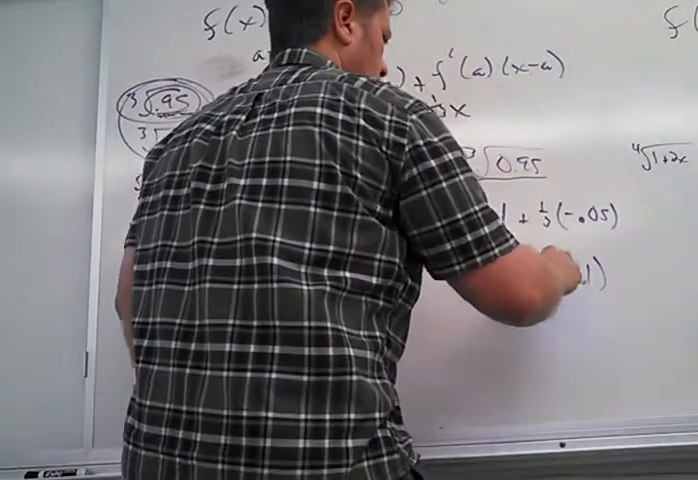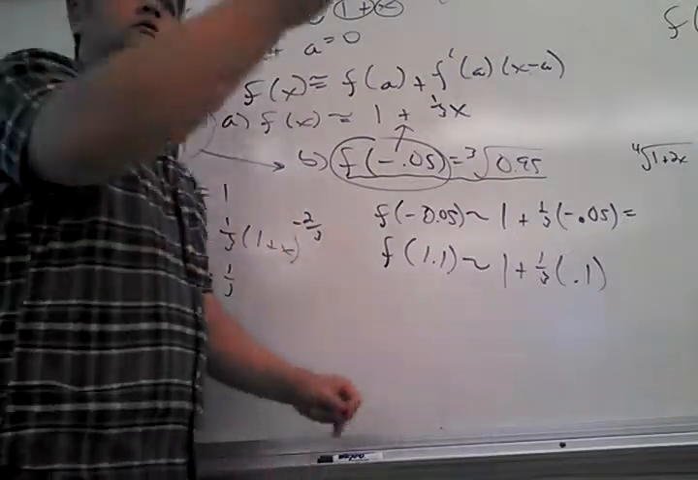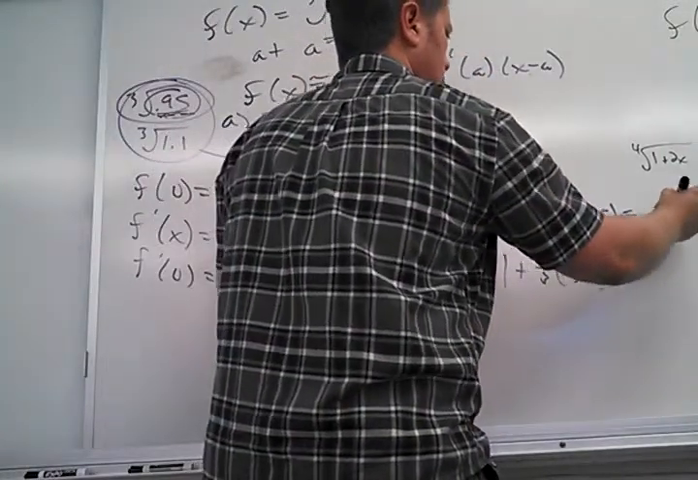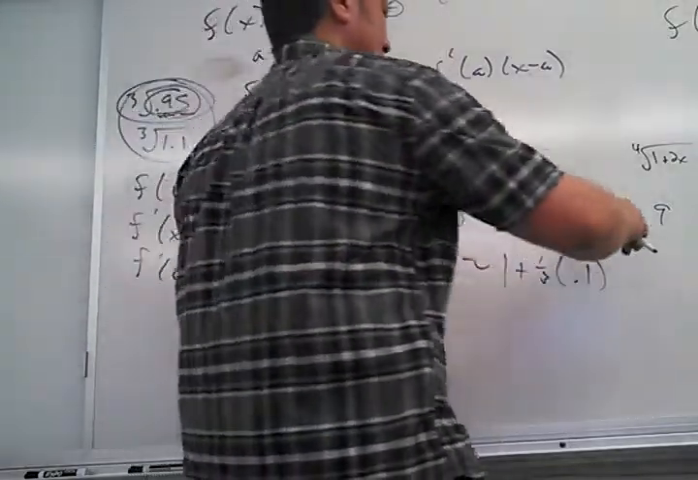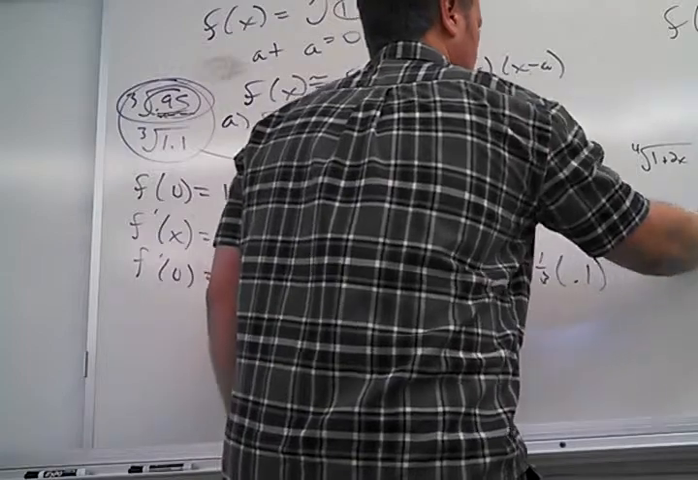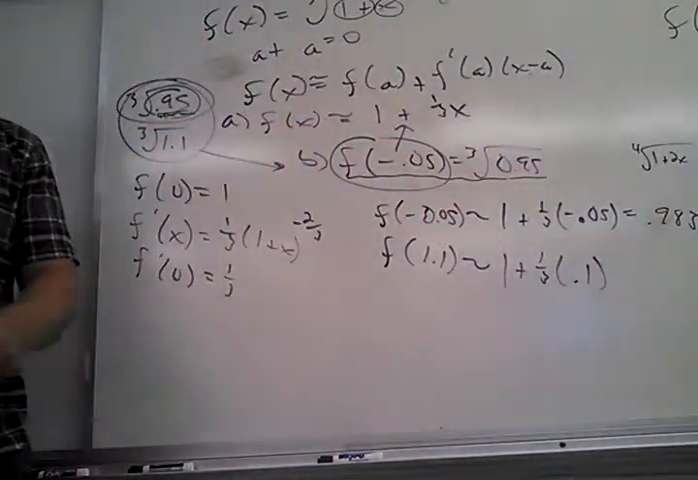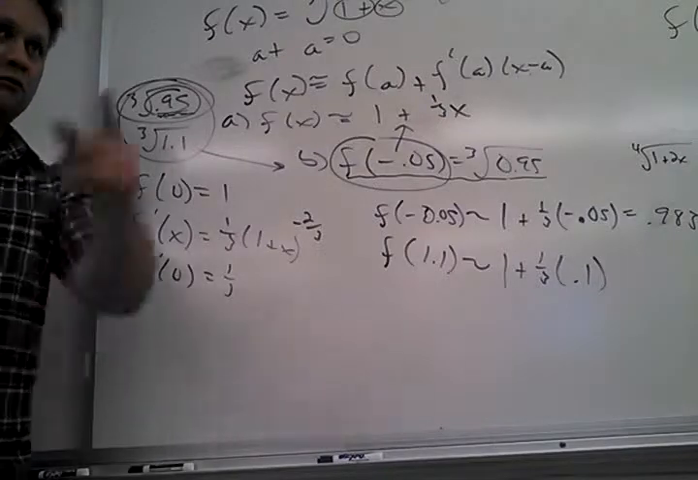What is 1 plus 1/3 of that? 0.98. I got 0.9833. Now somebody help me out. What's the cube root of 0.95? Roughly the same thing. That's a really good guess.